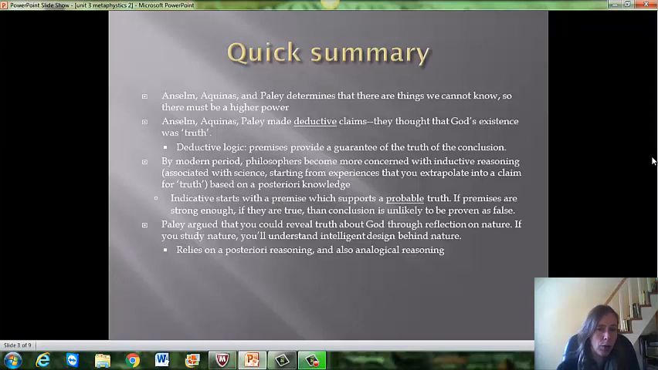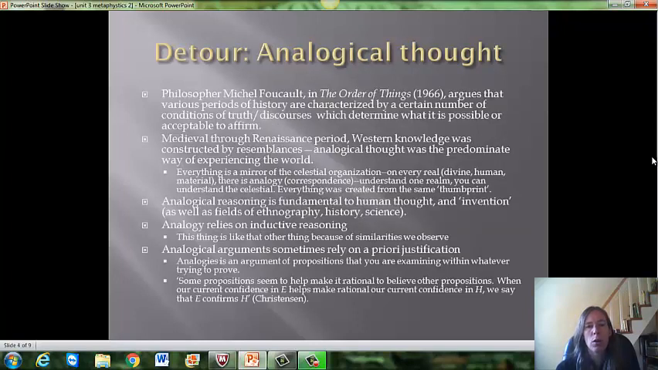So he's relying on what we would call a posteriori knowledge and reasoning: he's looking at things, observing things around the world, but he's also using analogical reasoning. And here I'm going to take a little detour into something called analogical thought.